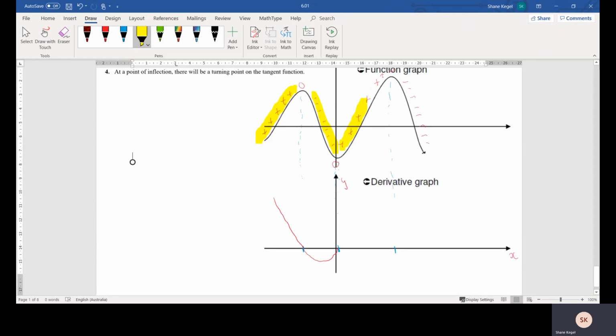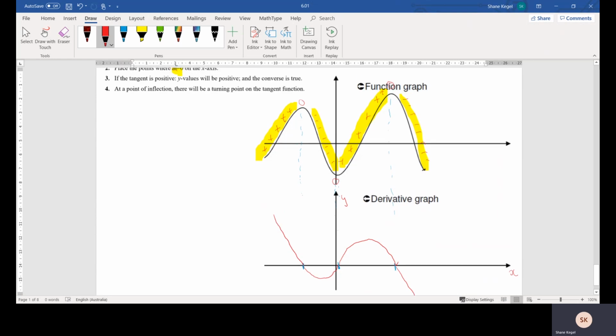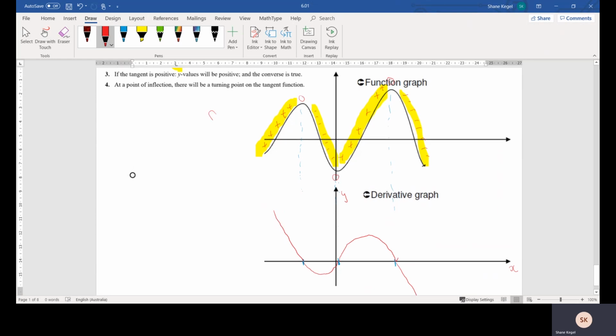I then go positive leading up to my next turning point. So between the second and third turning point, my line must be above the axis, and it should look something like this. And then lastly, my gradient is negative, or the y values must be negative after this last turning point. So that is how I'll draw my graph. This would be my f of x, or my function. And this one down here is my derivative graph, or my gradient function, my f dash of x.